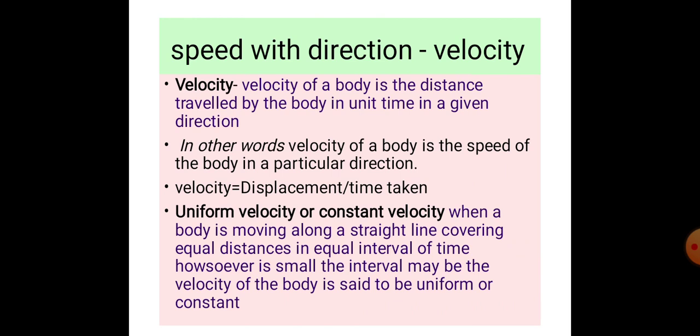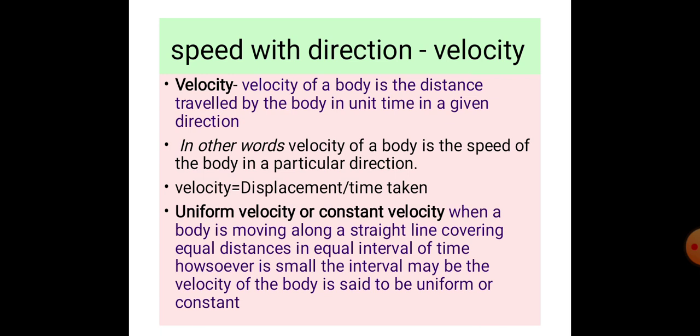Now velocity may be uniform velocity or constant velocity, and second, variable velocity or non-uniform velocity. First is uniform velocity or constant velocity. When a body is moving along a straight line covering equal distances in equal intervals of time, howsoever small the interval may be, the velocity of the body is said to be uniform or constant. For example, when a train travels over a straight horizontal track covering 60 km in every hour, this train is said to have a uniform velocity of 60 km per hour.